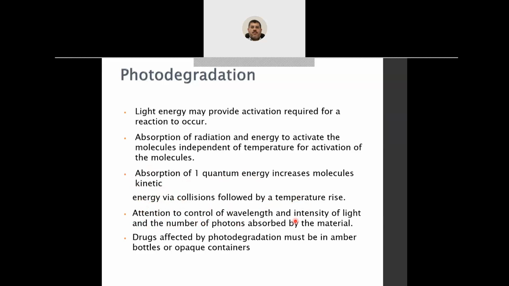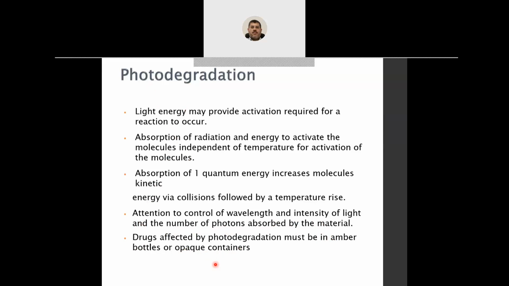So you have to control the wavelength and intensity of light and the number of photons absorbed by the material. How to control this? If your drug is known to be photosensitive, then you have to pack it in amber bottles or opaque, dark containers that don't allow light to pass. That's the reason why you find some medicines packed in a transparent bottle, and some medicines packed in an amber color bottle.